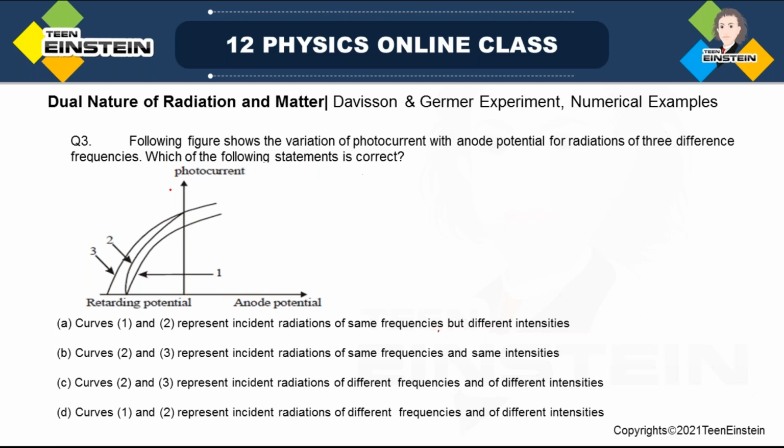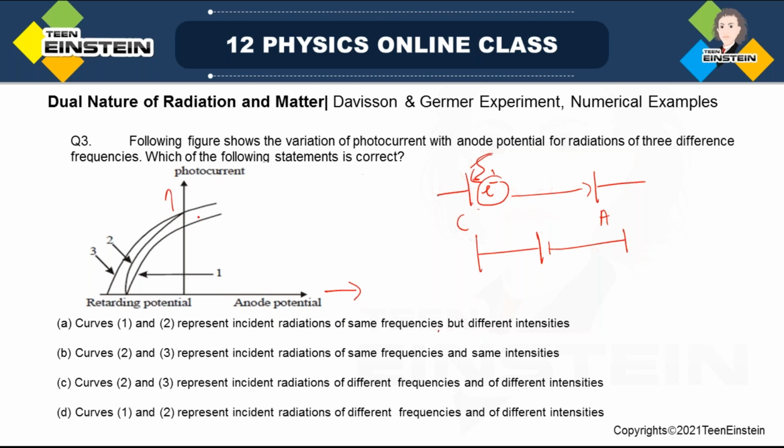See, you have got photocurrent on this axis and anode potential on this axis. You might be remembering that this was the cathode and this was the anode or collector plate, and the photon was hitting this cathode, electrons were emitted, and there was a potential given across these two plates, cathode and anode. So electrons will be accelerated and collected by this anode plate.